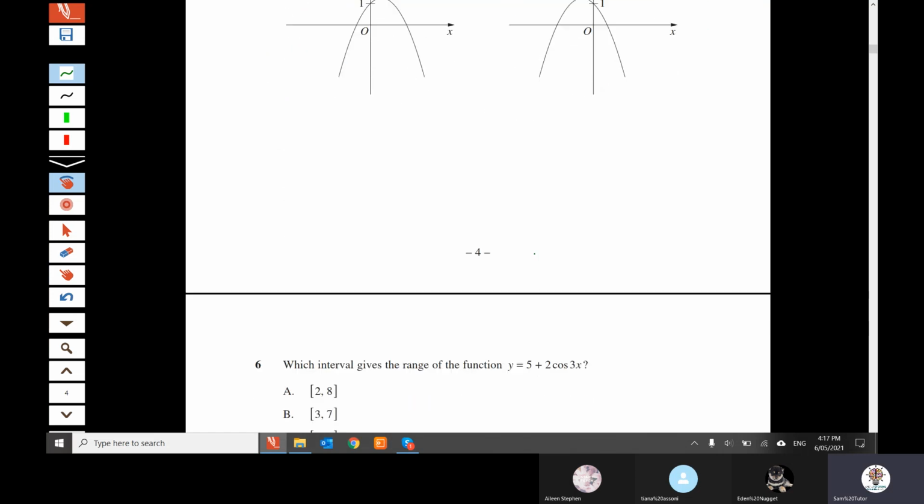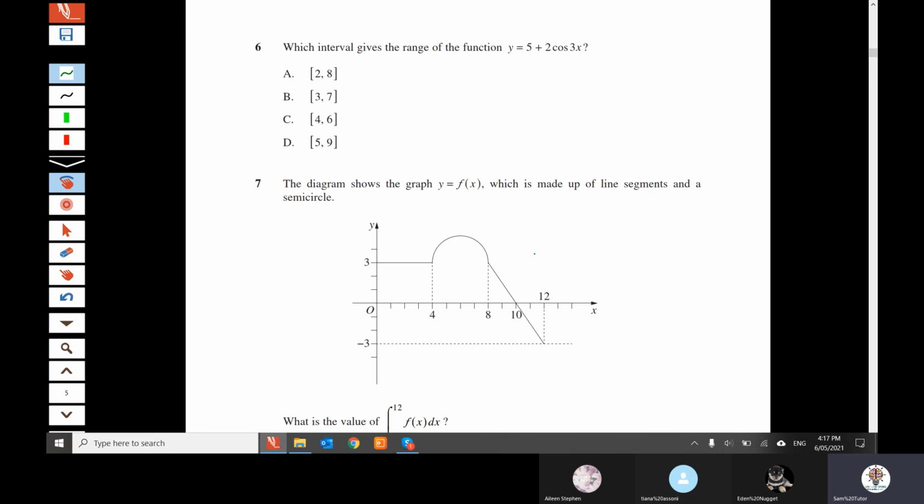We're scrolling down. Number 6. Which interval gives the range of the function y equals 5 plus 2 cos 3x? Very easy. When you think of range, you think of its amplitude and the way it's moved up and down. So what is its amplitude right now? 2, which means graphically my graph is going up 2 and down 2, but then there's a plus 5 attached to it. So what's the smallest number? What's the highest number? Easy. Good job.